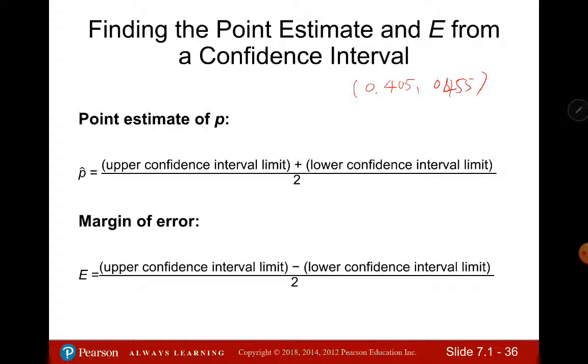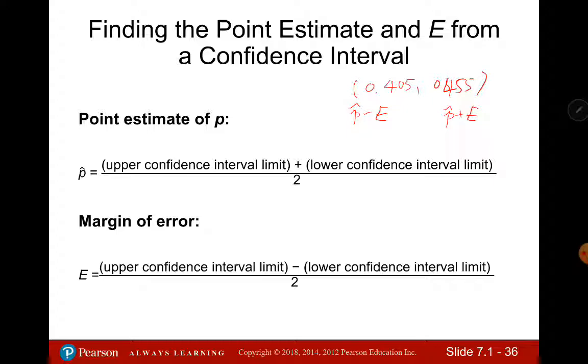Can we get the point estimate? So this time we do not know the point estimate at first, but we have the interval. We have the lower limit and the upper limit of the interval. We could use this formula because we know this one is the P minus E and this one is P plus E.